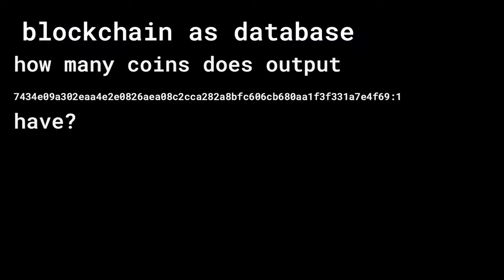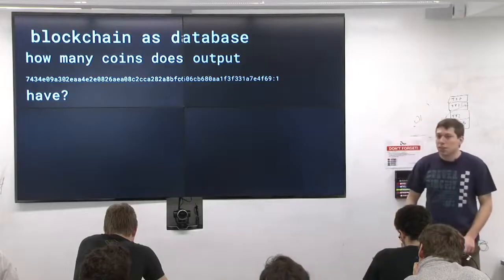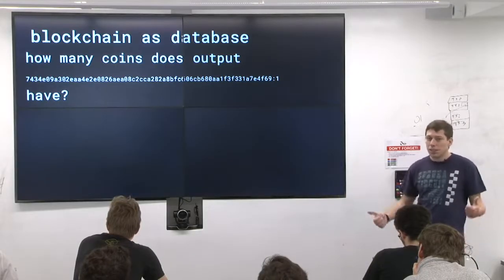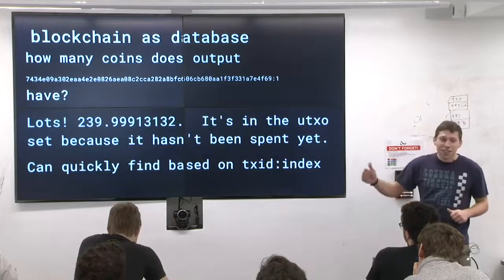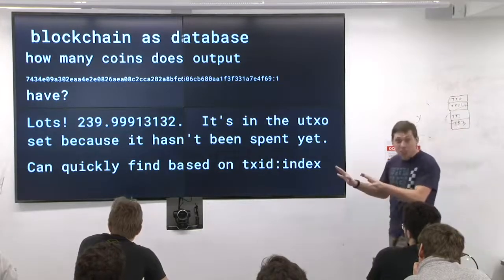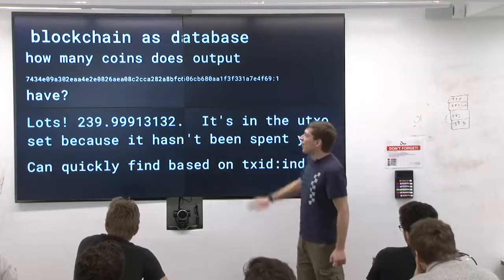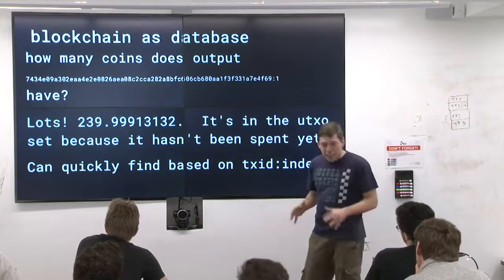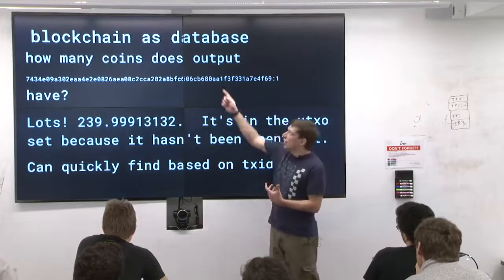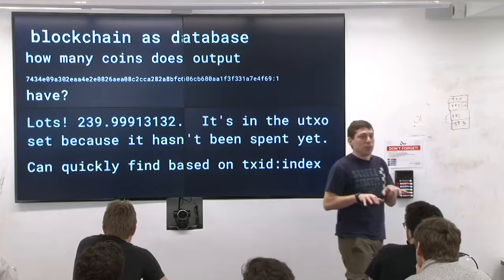Okay, next one. This is an example. How many coins? So you say, hey, here's this output, this transaction, :1. How many coins does it have? Will the full node be able to tell you this? Yay, nay? Seeing a bunch of nays. No, it will. Yeah, this is the one thing it can do. So if you say, hey, 7434 :1, it'll know that. That's in the UTXO DB because that's the key that the UTXO DB sorts by, right?